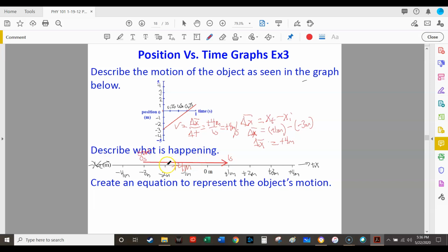All right, I think we've got this pretty much handled. So it was traveling to the right at a constant velocity. It started at the negative 3 meter mark. It ended at the positive 1 meter mark.